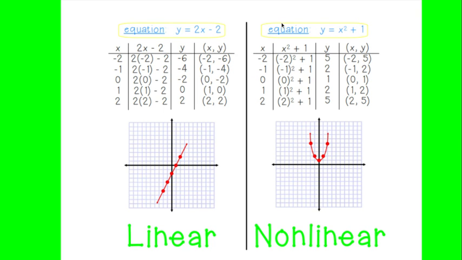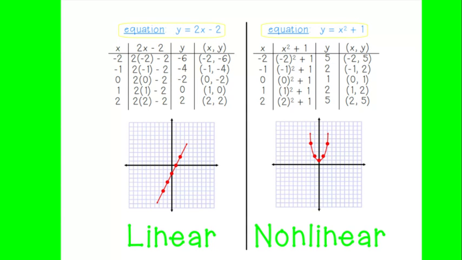But if I take the equation y equals x squared plus 1, use the same x values, -2, -1, 0, 1, and 2, sub into them just the same, -2 squared plus 1, -2 squared is 4, 4 plus 1 is 5, -1 squared is 1, 1 plus 1 is 2, and so on. We take our x values, our y values, and create ordered pairs. But when I graph this one, you can see that it does not create a straight line. So here's an example of a linear function, and here's an example of a nonlinear function.